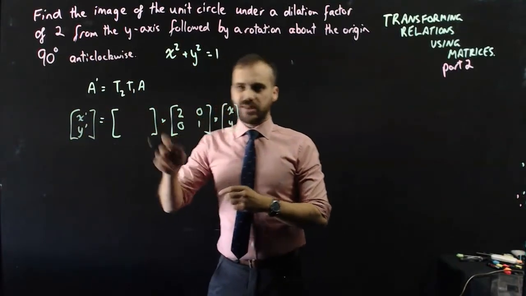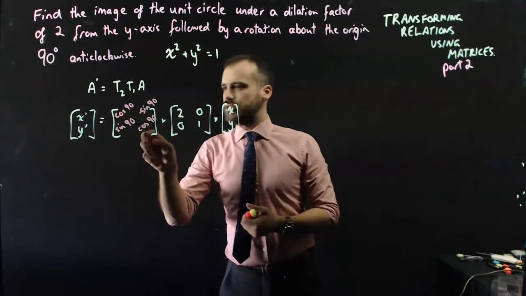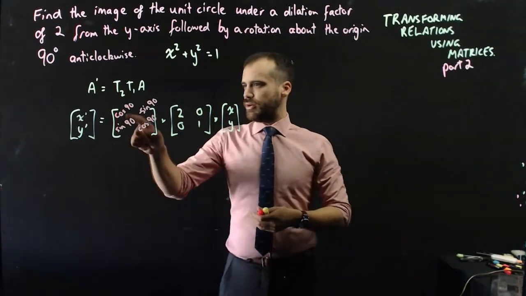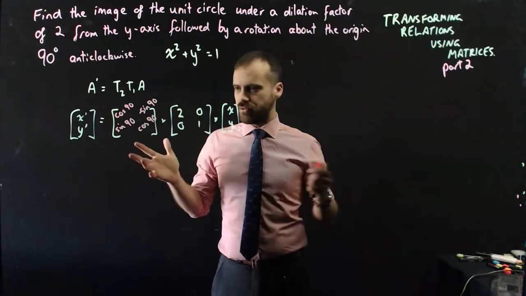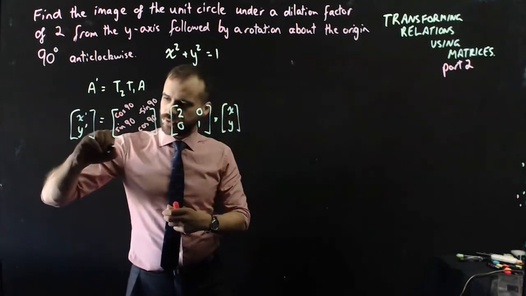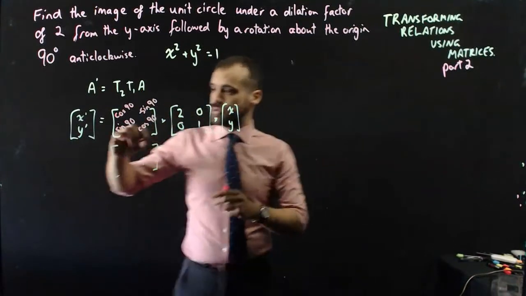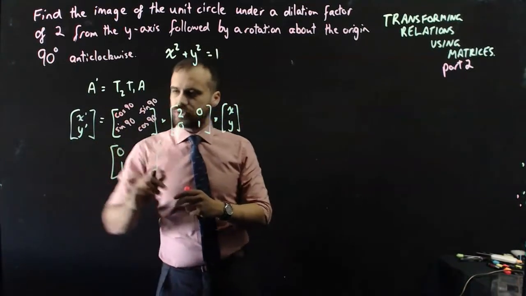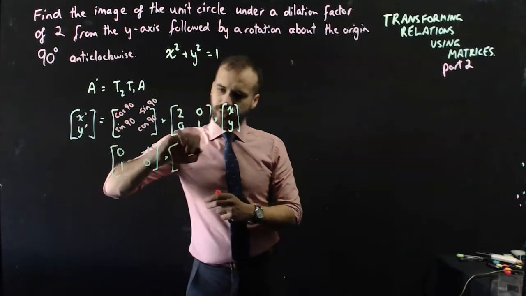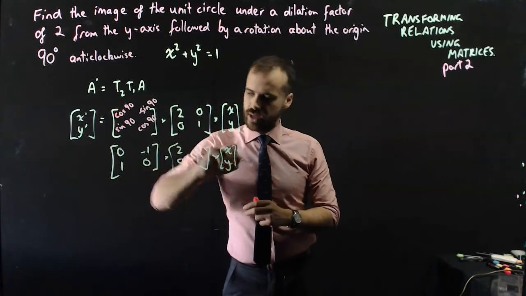Now I need to think about this. I might need to refer to my formula sheet. So, cos 90, sine 90, negative sine 90, cos 90, that's how I'm going to rotate this thing. Now, all of those numbers are either 0 or 1. Cos 90 is equal to 0, sine 90 is equal to 1, negative sine 90 is equal to negative 1, and cos 90 is equal to 0, and I'm going to multiply that by 2, 0, 0, 1, and I'm going to multiply that by x, y.